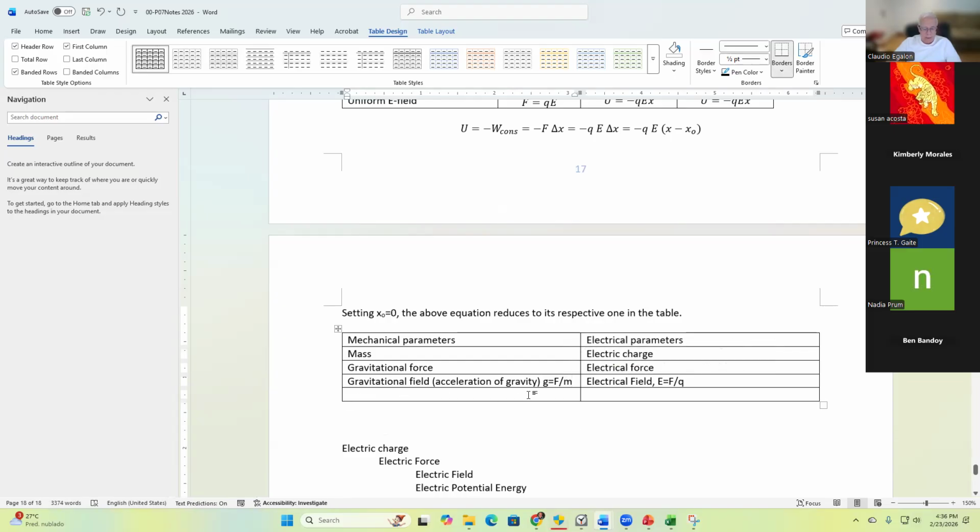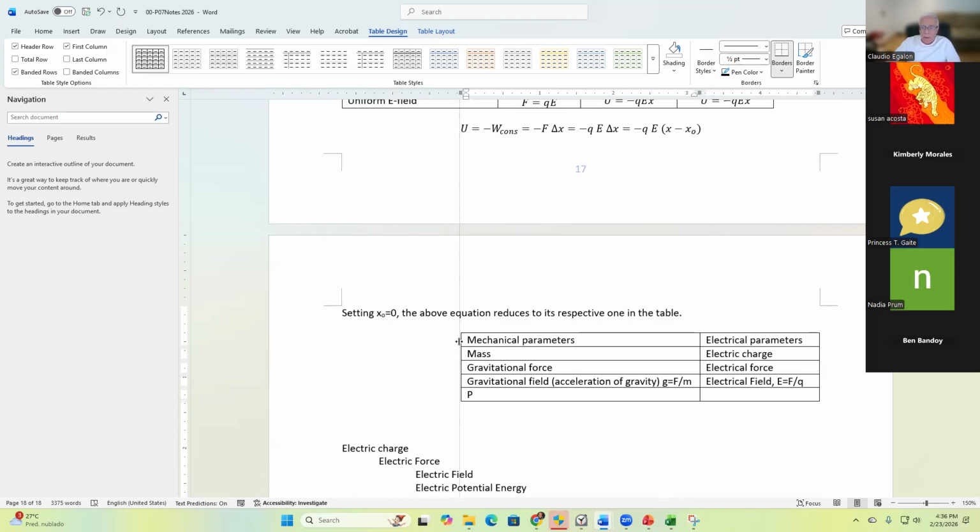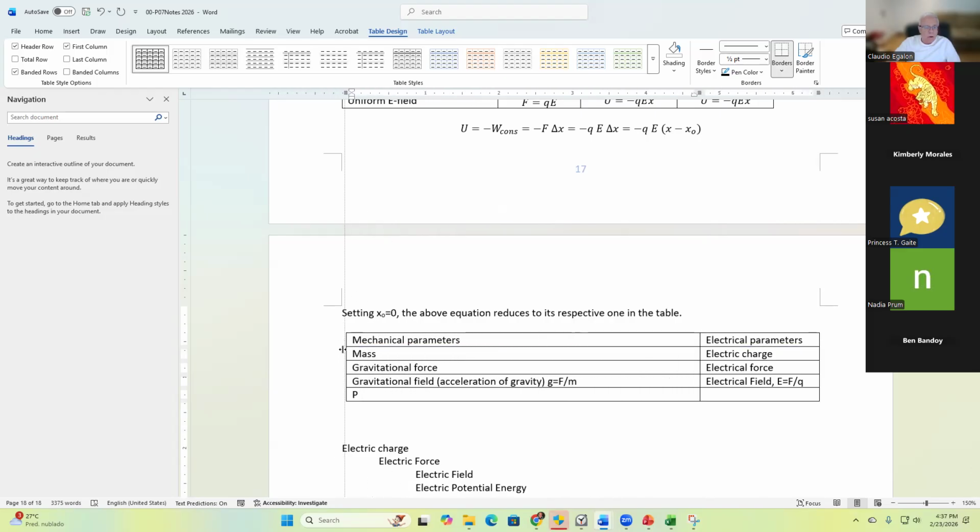In addition to the field, we also have the potential energy. I need to come up with another column here, so it looks better.